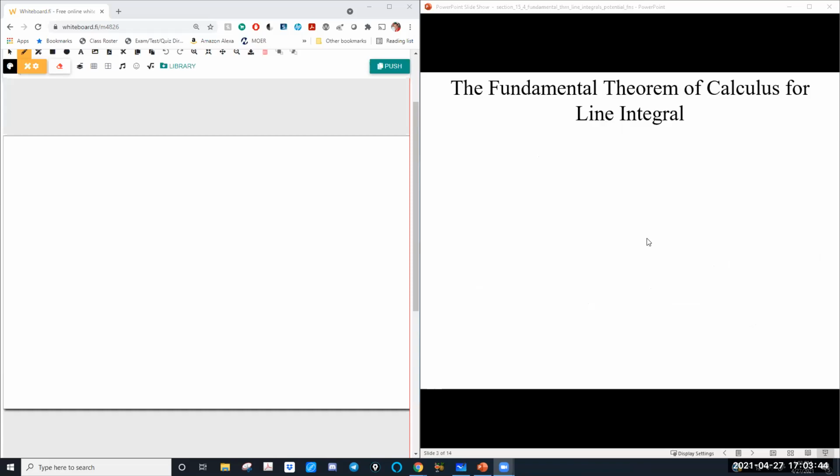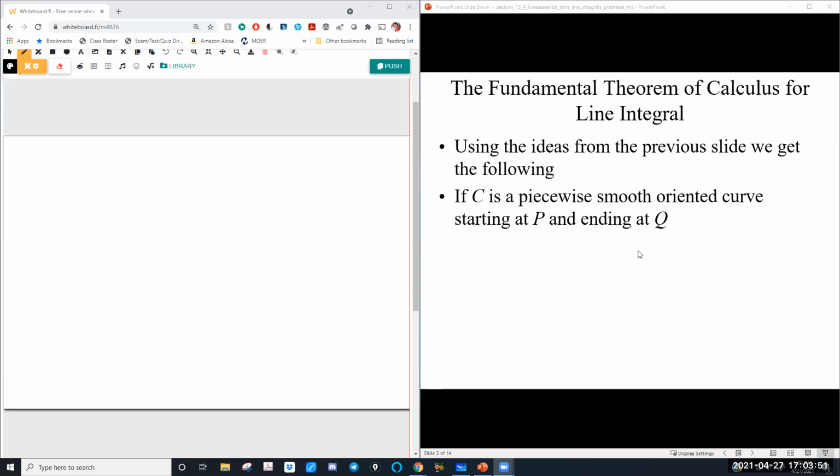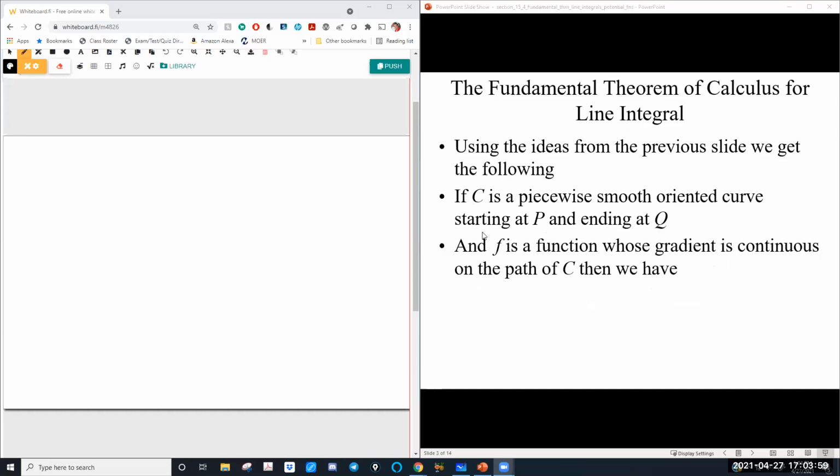Okay? So this is what the fundamental theorem of calculus for line integrals says. If we have a piecewise oriented curve starting at P and ending at Q, it doesn't matter the route, and f is a function whose gradient is continuous on the path of C, then our line integral can be calculated using the fundamental theorem, which basically says we just evaluate our potential function at each of our points. Now remember that little f is our potential function for our gradient.